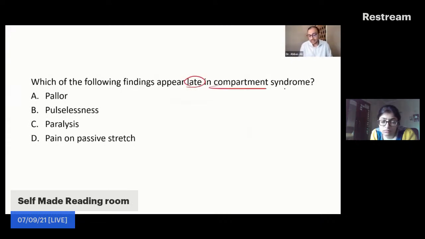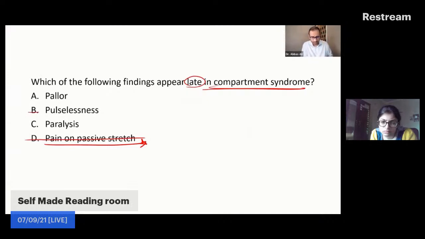Which of the following findings appear late in the compartment syndrome? First of all, tell me which is the most important clinical criteria to diagnose compartment syndrome, friends? Pain, right? So pain on passive stretch is the most important clinical criteria. So obviously this is not the answer. Which is the least important parameter that I taught you in class?